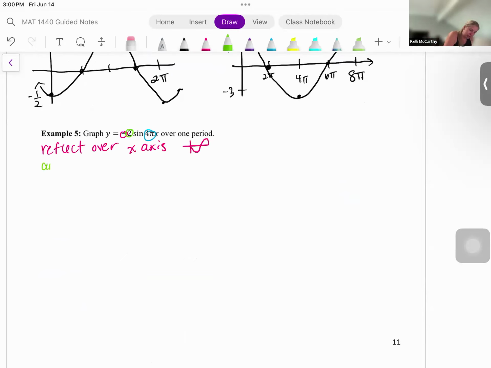Our amplitude is going to be 2 from that factor of 2 out front. And then our period is going to be found by taking the period of our parent function and dividing it by 4 pi. So the period is 1/2.